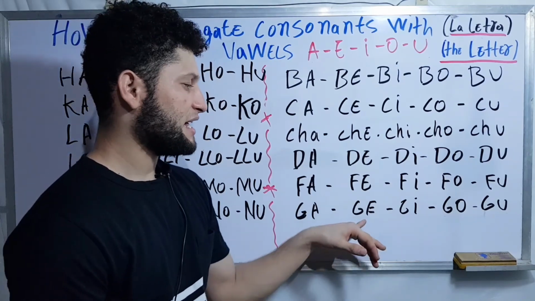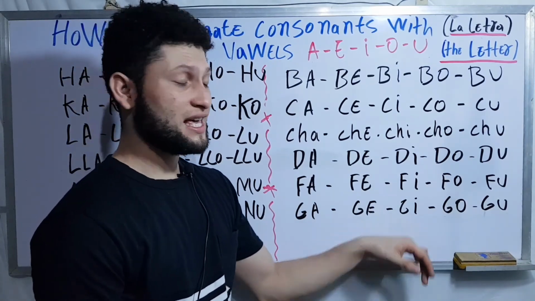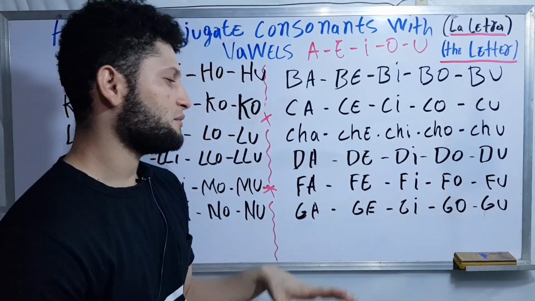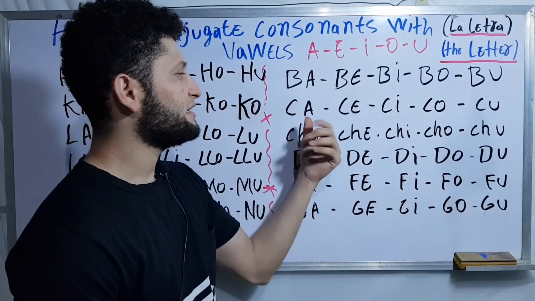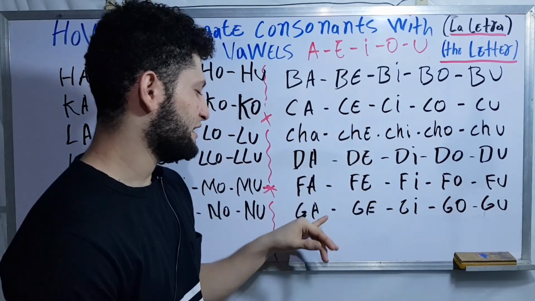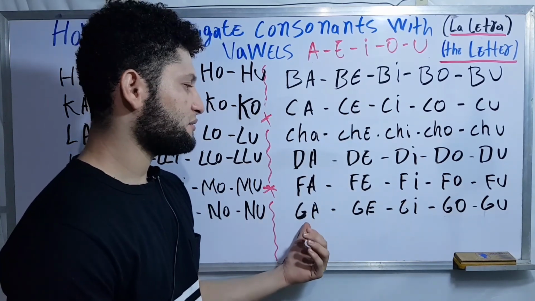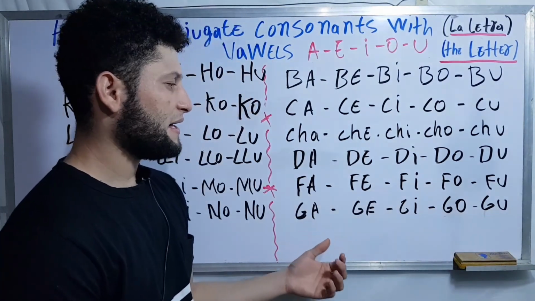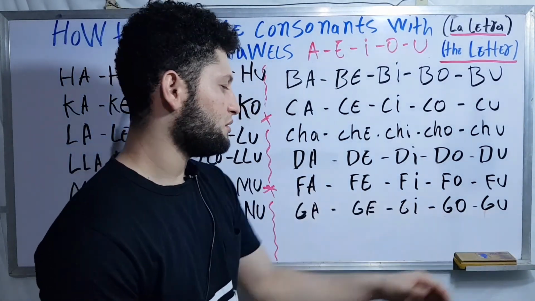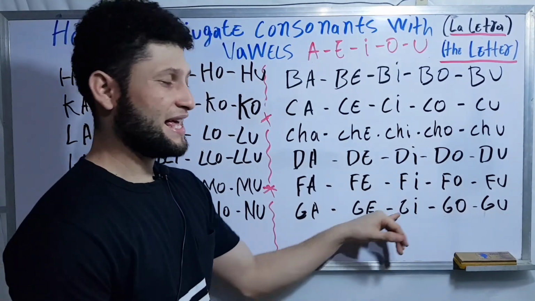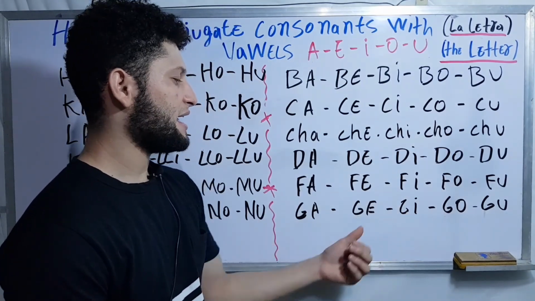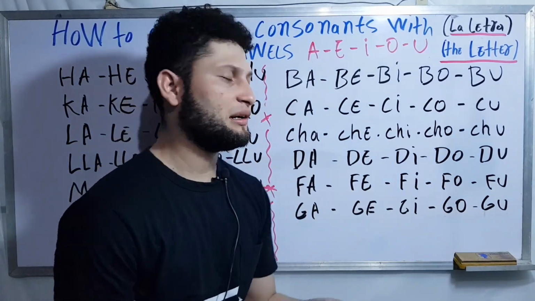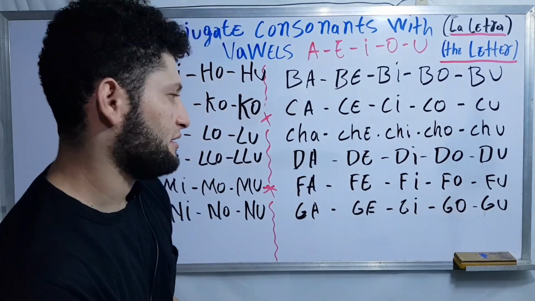Ga, ge, gi, go, gu. This is another one that is a little bit weird, like the C. It's almost the same thing. The first, the fourth and the last ones sound ga, go, gu, and these ge, gi are different. I will speak more about it in a few minutes as well.